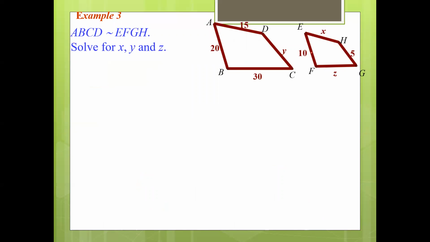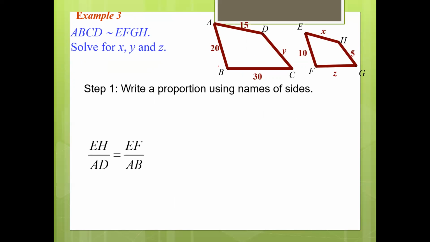So here, let's try to find x, y, and z. Solve for x, y, and z given that quadrilateral ABCD is similar to EFGH. Write a proportion using the names of the sides. We start with the left or right quadrilateral, and the top side first. So EH over AD, its corresponding side, equals EF over AB. Once you have the ratio or proportion, you substitute their values.